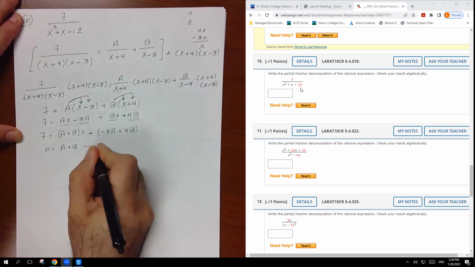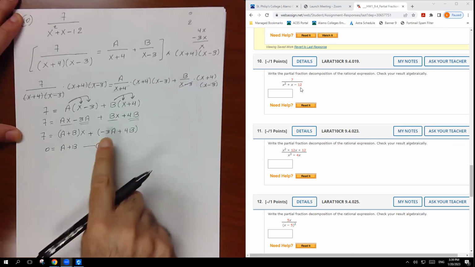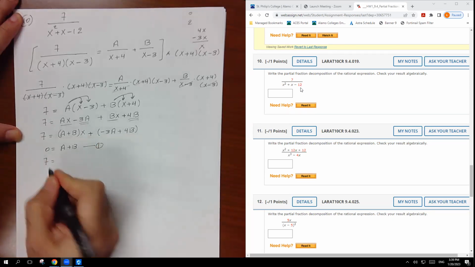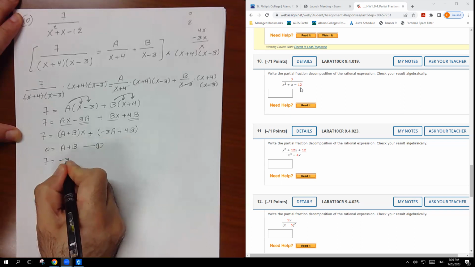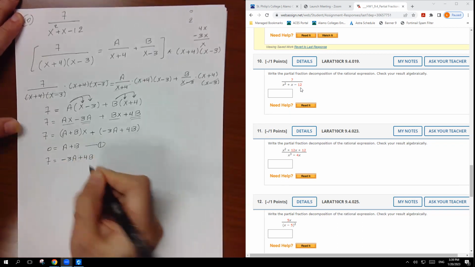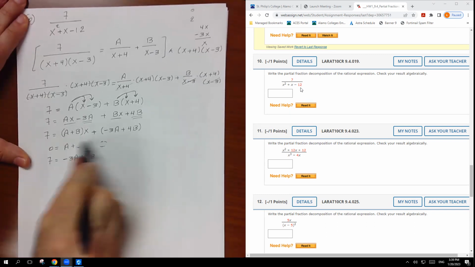This is the first one. The second one, we have a number here, and this is a constant. That means 7 is going to be equal to negative 3A plus 4B. So again, we have two equations. You need to solve these two equations.